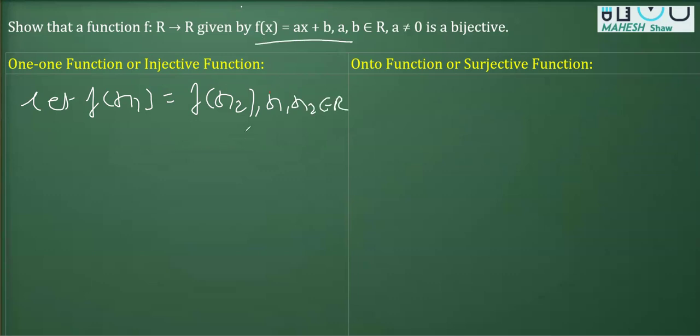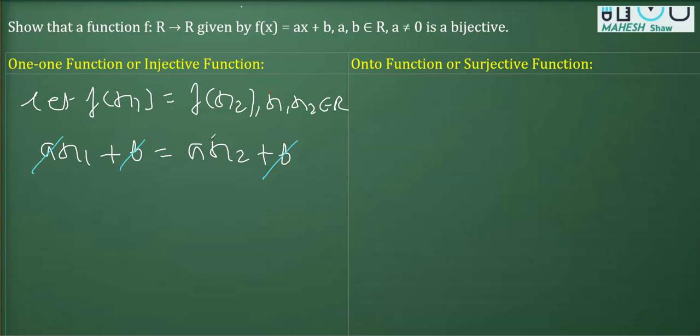Now in this function, if I replace x with x1, we get f(x1), which is ax1 + b, equal to ax2 + b. Now we can see here that b and b get cancelled, and a and a as well. So we get x1 = x2. Once we get x1 = x2, it verifies that this is one-one. Hence, f is a one-one function.